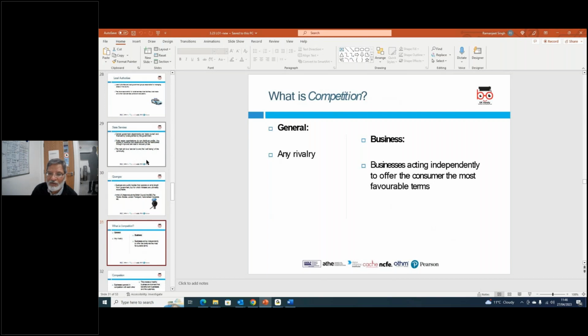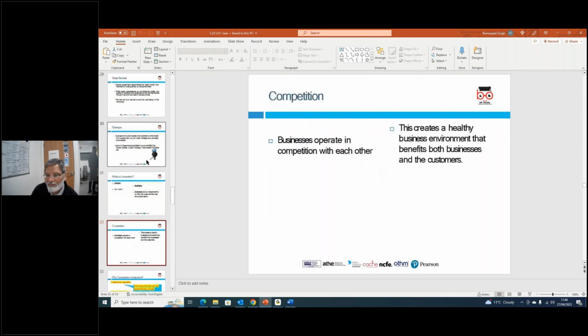So businesses of course fight against each other, right? They are there to make profit, but that's the underlying factor. They'll try and win customers, they'll try and win by providing service, they'll try and differentiate their products so that people buy those goods and services.